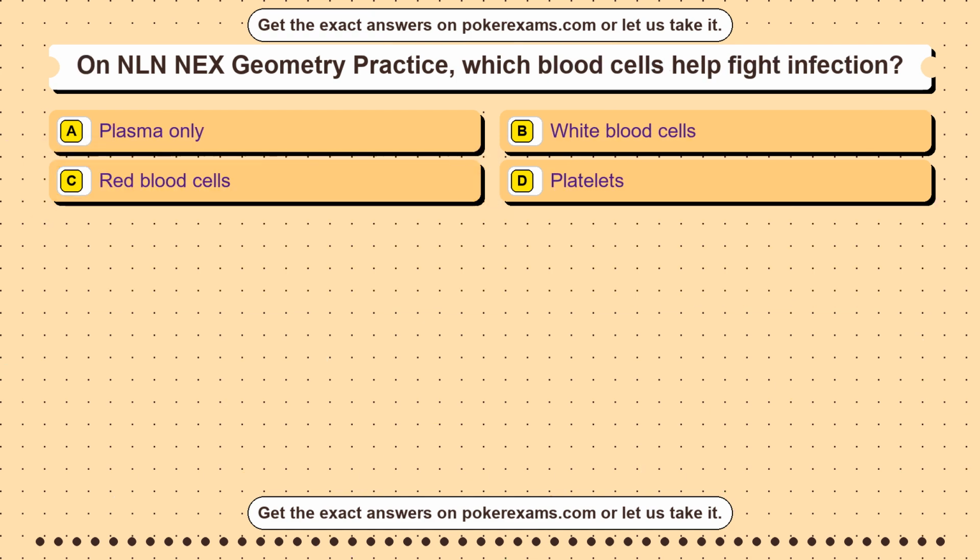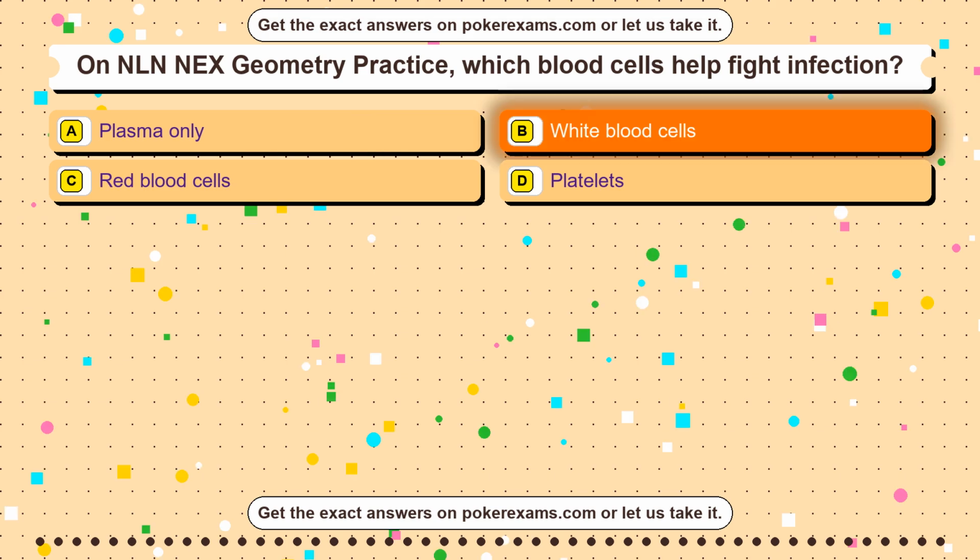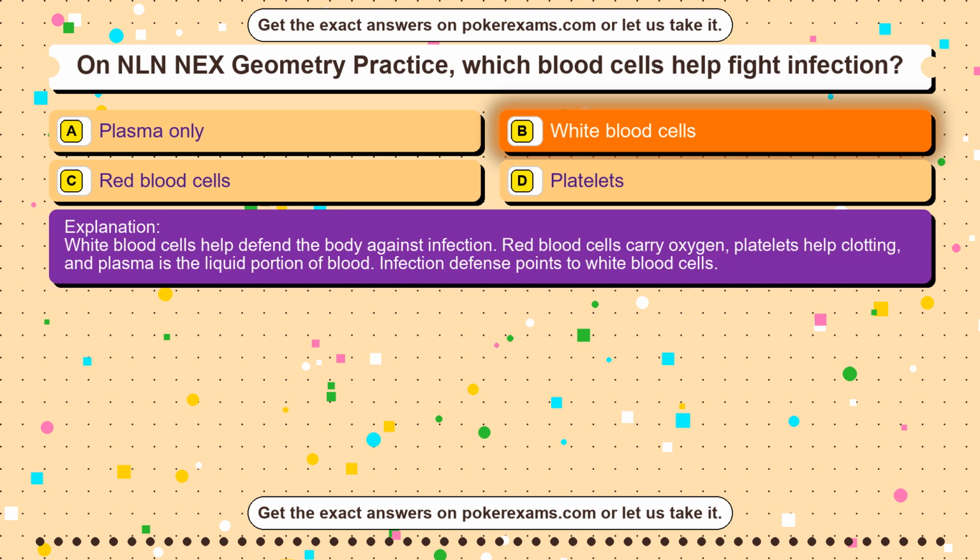Question 4. On NLN NEX Geometry Practice, which blood cells help fight infection? Option A, plasma only. Option B, white blood cells. Option C, red blood cells. Option D, platelets. The correct answer is option B, white blood cells. 1 out of 4 equals 1/4, or 25%. 40% is 2/5, 50% is 1/2, and 75% is 3/4. Converting fractions to percents helps compare choices.